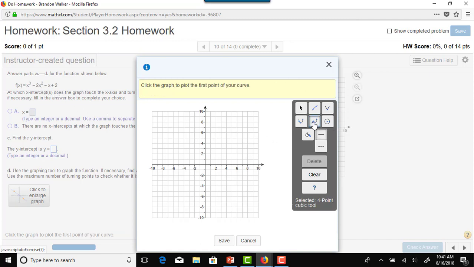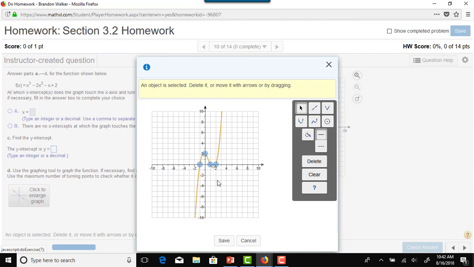When you click on this, you're going to have to plot at least 4 points. That's why we found the zeros. That's 3 of our points. And that's why we found the y-intercept. That's our fourth point. So we're going to plot all 4 of those points. I had a 0 at negative 1, a 0 at positive 1, a 0 at 2, and then my y-intercept at (0, 2).